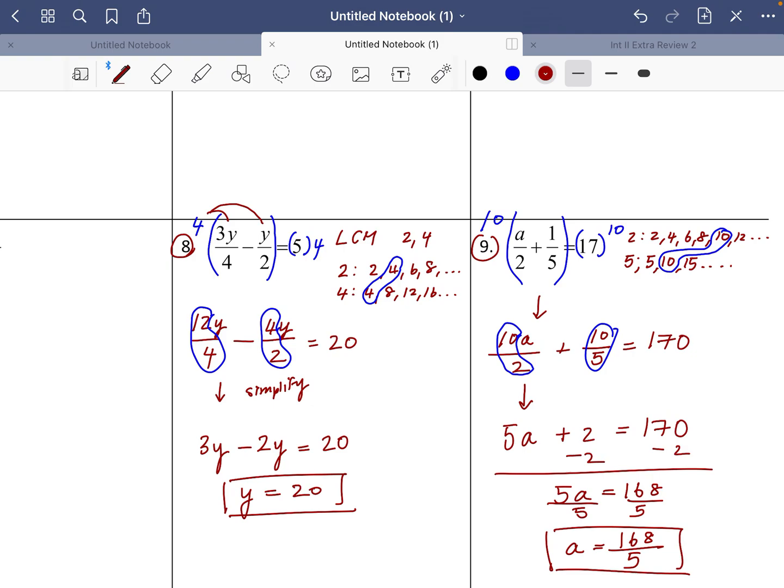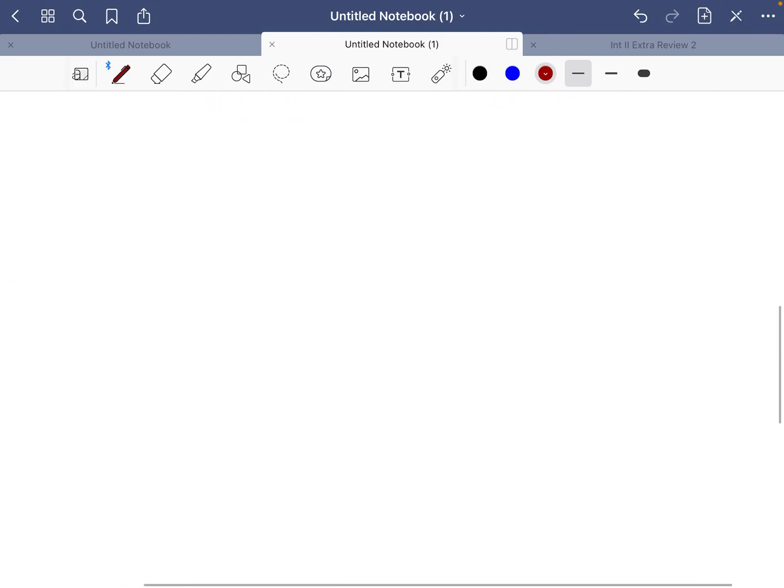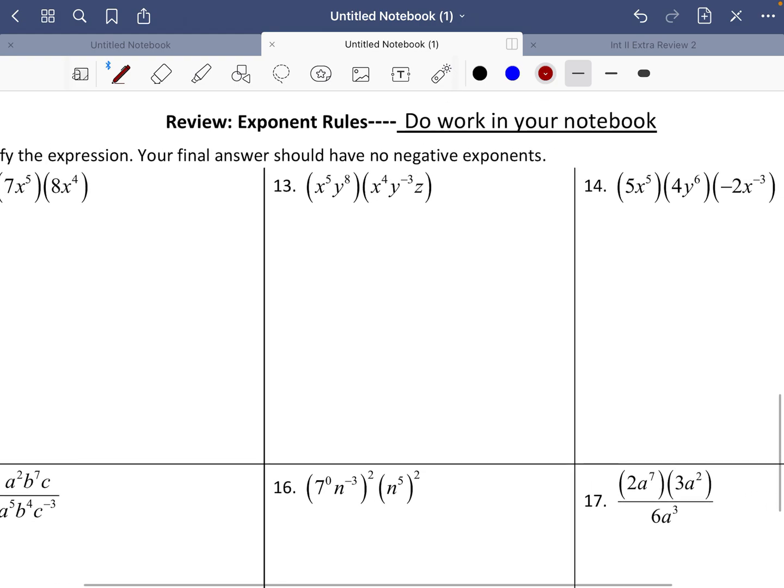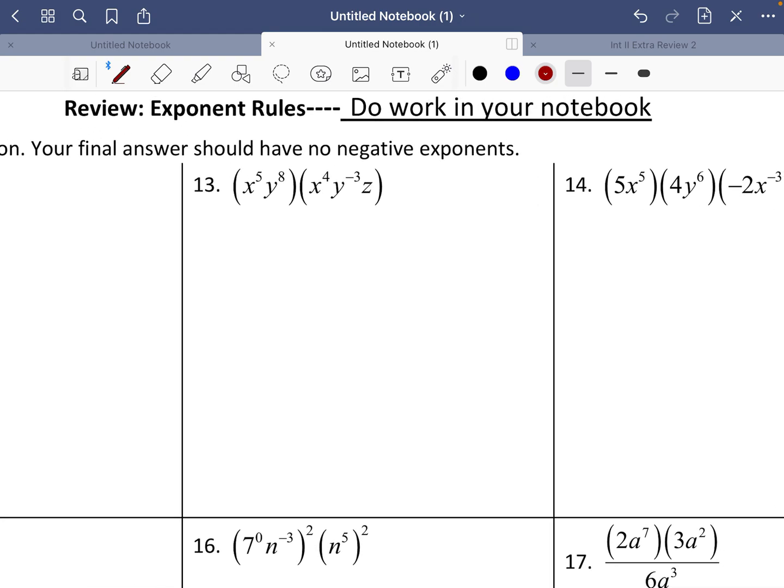The next ones I'm going to review are going to be exponent problems, starting with number 13. In 13, we're going to be multiplying all of these together. This means you're just multiplying across. So I'm going to start with x. x to the 5th times x to the 4th. And then you've got the y. And then you've got the z.